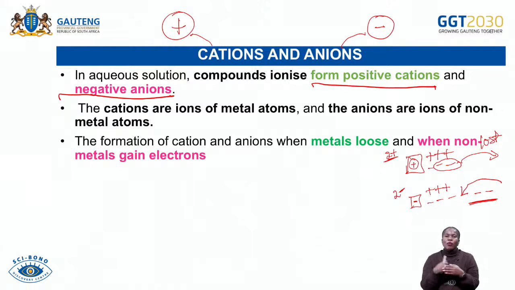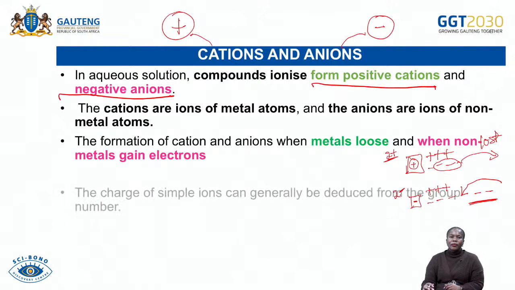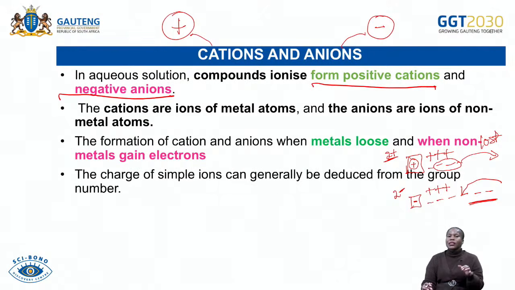Now what easily moves are the electrons, the valence electrons, which are able to be given off or gained easily due to the interaction of objects. Now the charge on simple ions can generally be deduced from the group number in the periodic table.